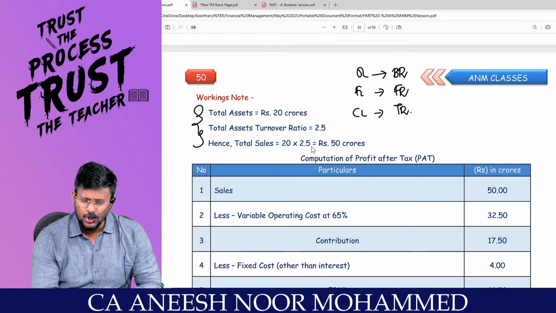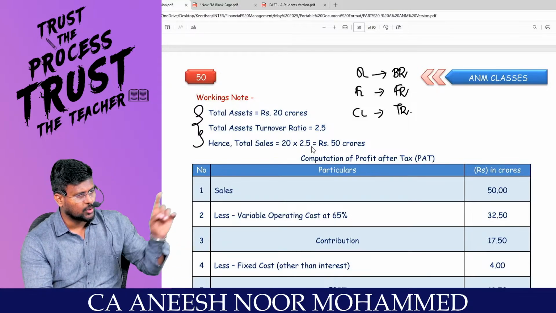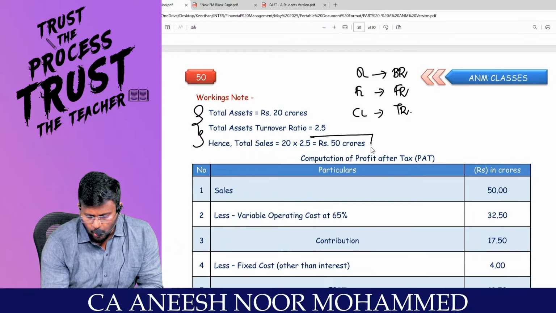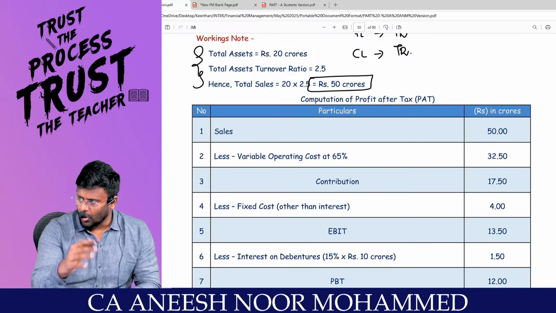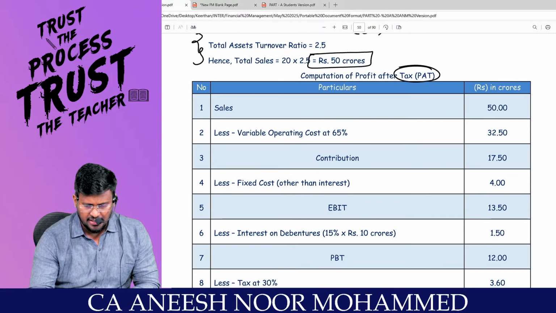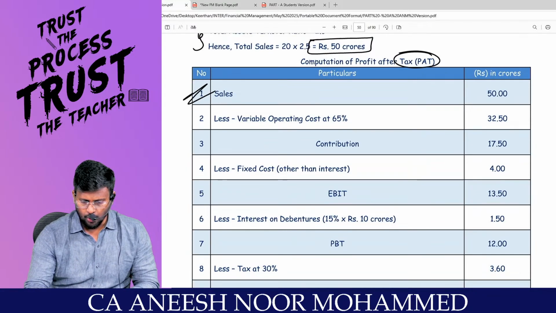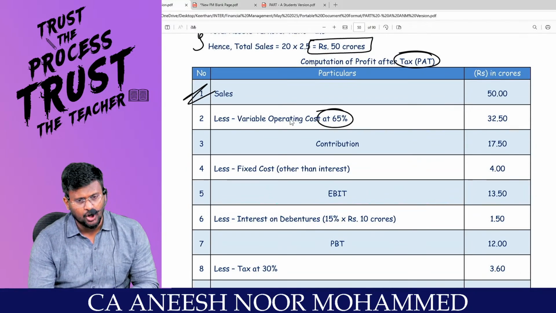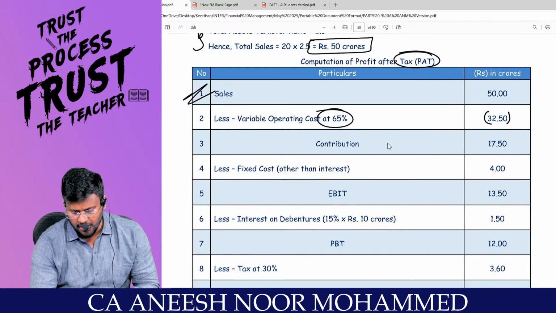Every start of this question is from the assets turnover ratio. Assets turnover ratio is equal to sales divided by total asset. From there only we got the sales as 50 crore. We already did this part. So, computation of PAT, profit after tax. Sales is 50 crore. From that, reduce variable cost at the rate of 65%. You will get the contribution.